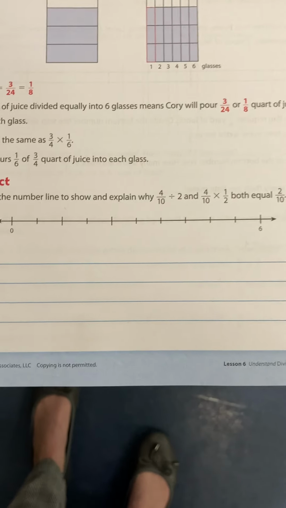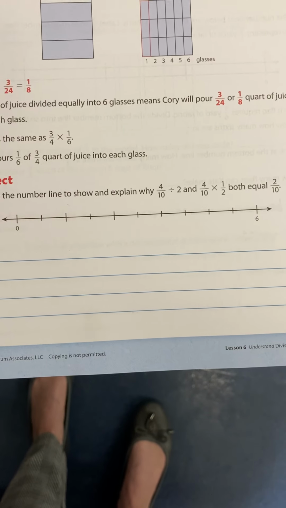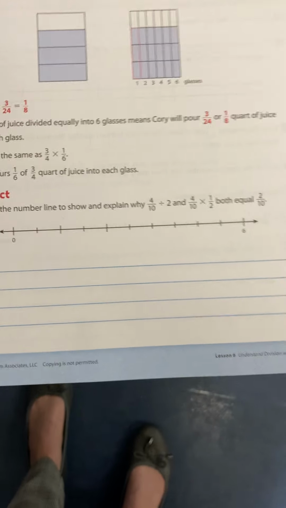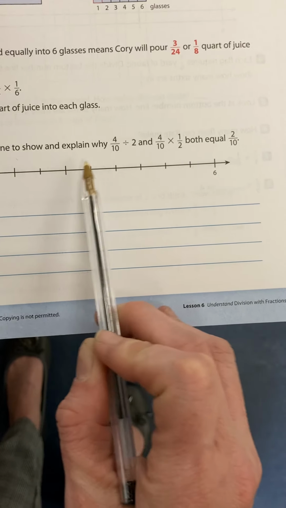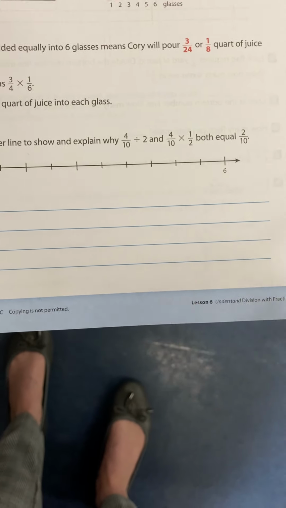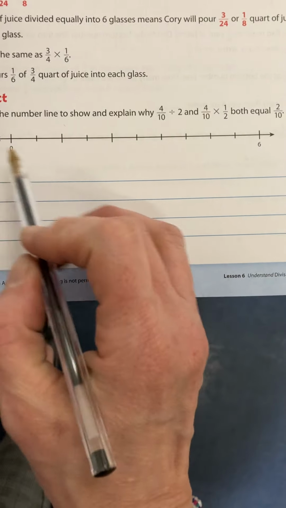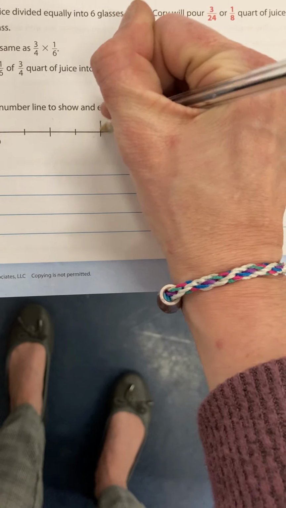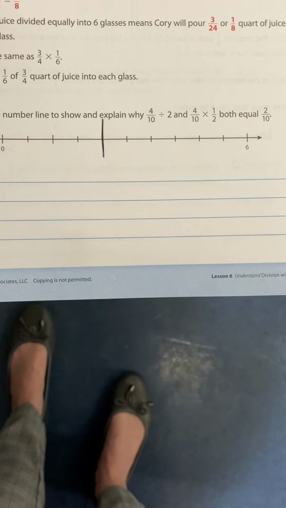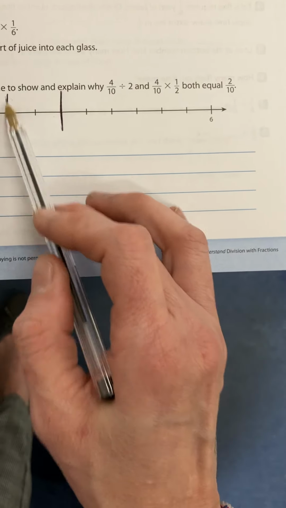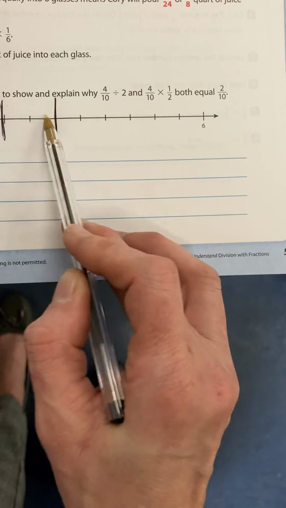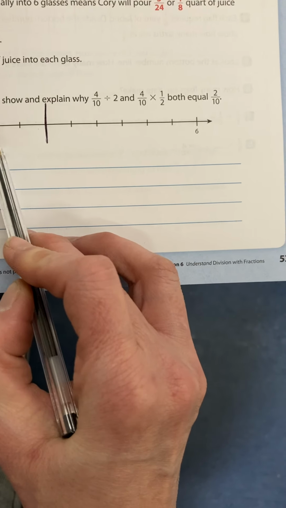Okay, so we're breaking up the 4/10 into 2 pieces. So we're going to count how many pieces. 1, 2, 3, 4, 5, 6, 7, 8, 9, 10. We're already dealing with tens. 1, 2, 3, 4. We're going to stop at the 4. And when we split it in half, or into 2, divided into 2, we see that there are 2/10 in each group.